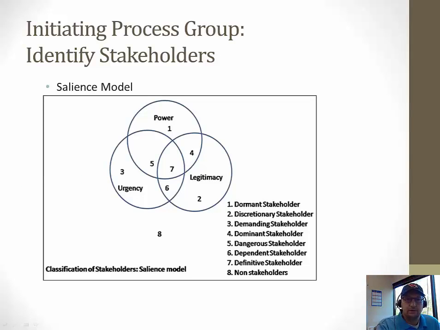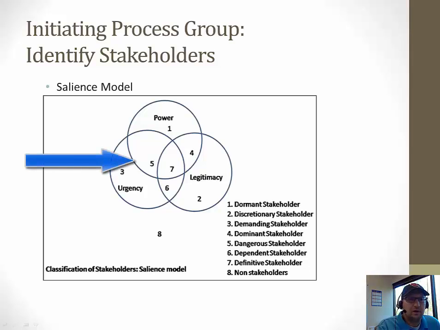Okay? So the classes that need close attention are dominant, dangerous, and dependent. So 4, 5, and 6, where more than one of the dimensions overlap, right? 4 is where power and legitimacy overlap, and they're classified as dominant. So they have a legitimate claim on your time, and their communication needs have to be taken into account.